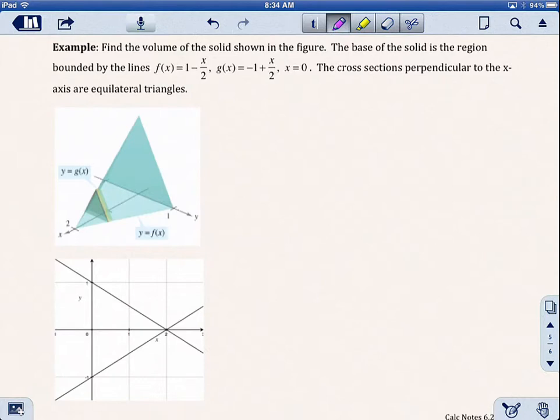Okay, so in our first example it says find the volume of the solid shown in the figure. The base of the solid is the region bound by the lines f of x equals 1 minus x over 2 and g of x, which is negative 1 plus x over 2, and the line x equals 0. The cross sections perpendicular to the x-axis are equilateral triangles. Okay, so let's figure out what's going on here.